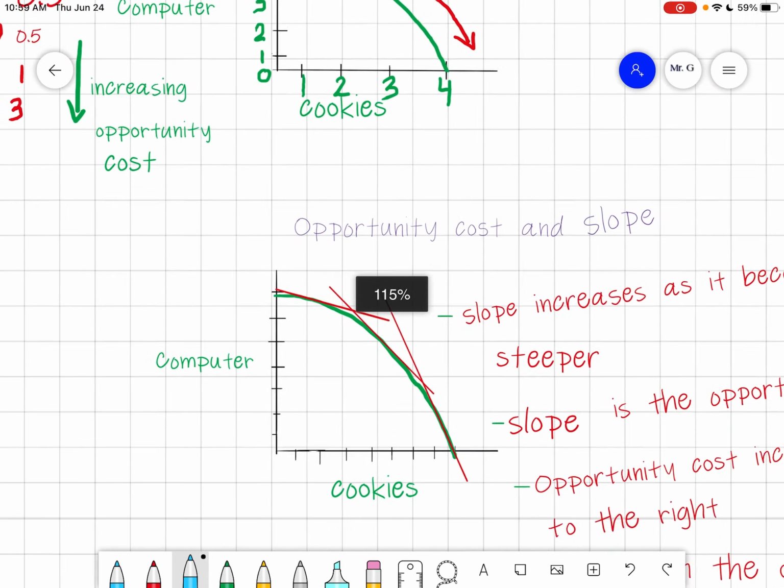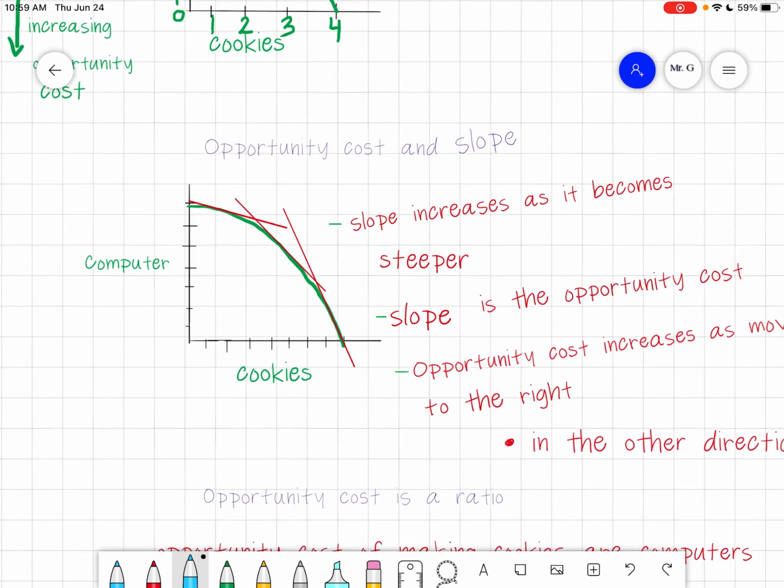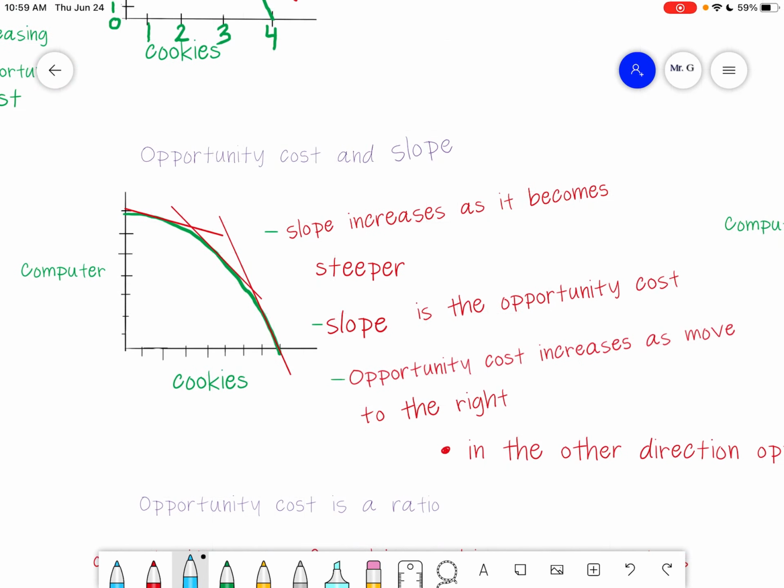Now, you can also look at opportunity cost in terms of slope. You can see the slope increases as it becomes steeper. And the slope is the opportunity cost. Remember, slope is rise over run, the y over the x. So as it gets steeper, the opportunity cost increases as it moves to the right.